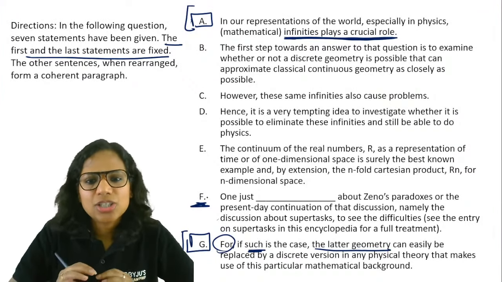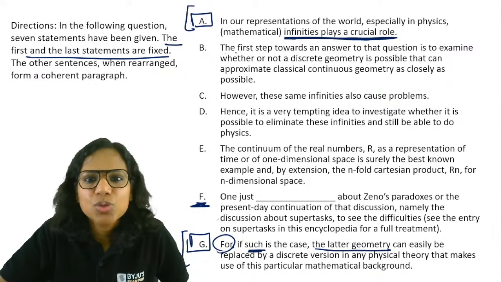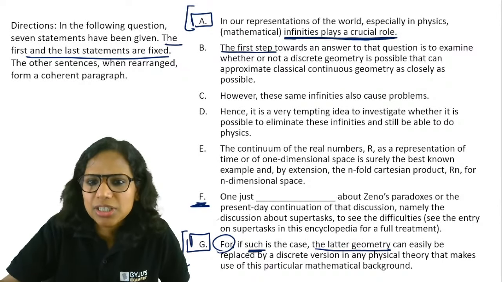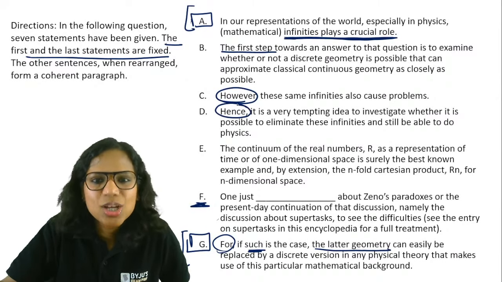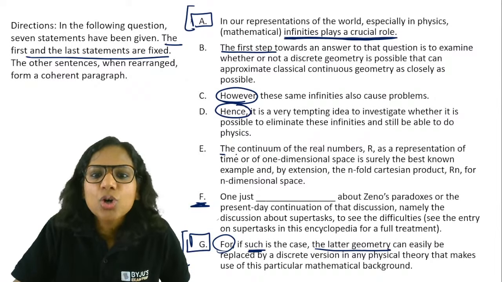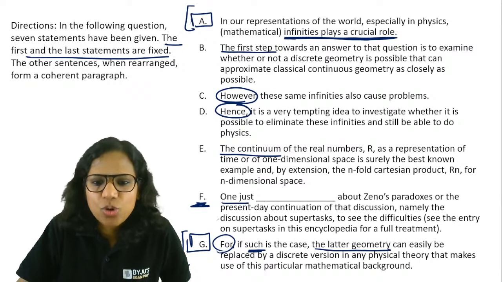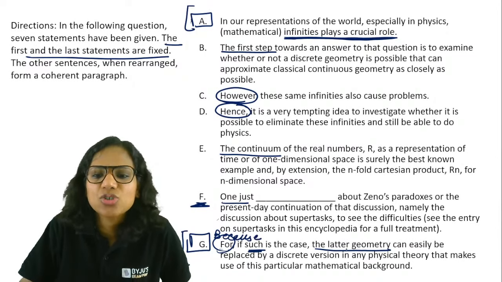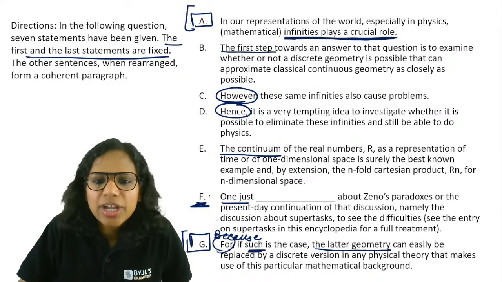Okay, let's do one thing. Let's at least read the initial few words. We might get some clues there, right? The first step towards something. However, contradiction. Hence, cause-effect relationship. The continuum. One just dash about Zeno's paradoxes. For, if such is the case. For here means because, if such is the case. Right? Okay. Now, look at this.